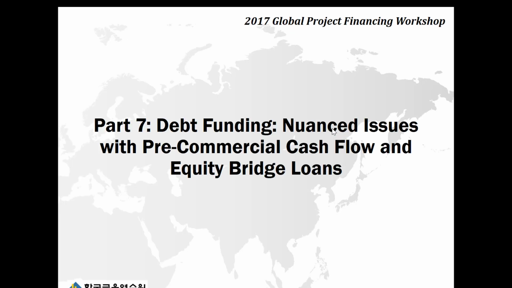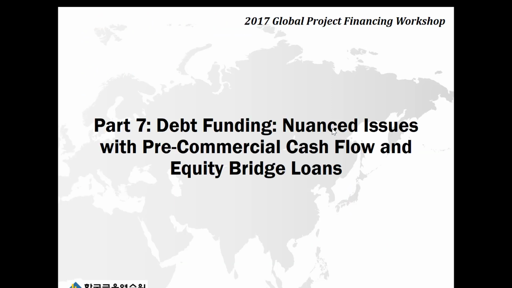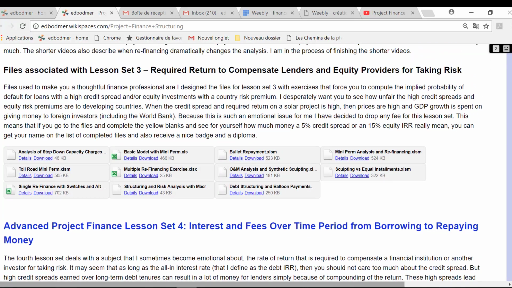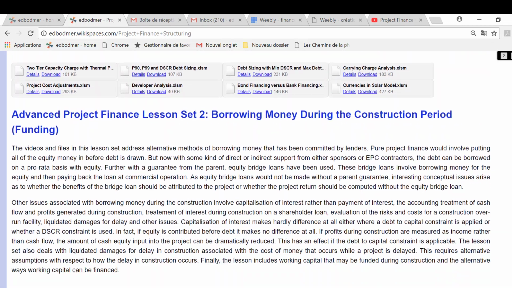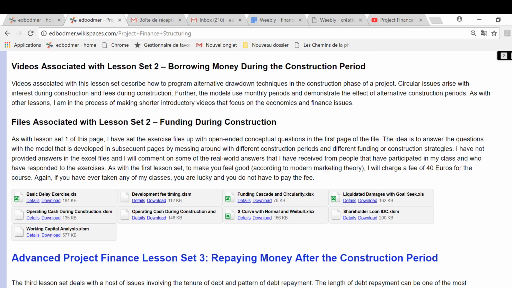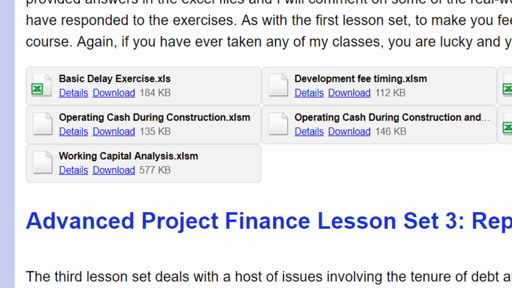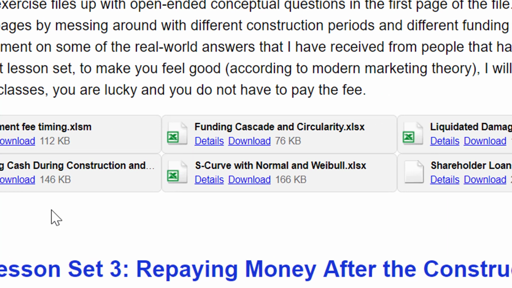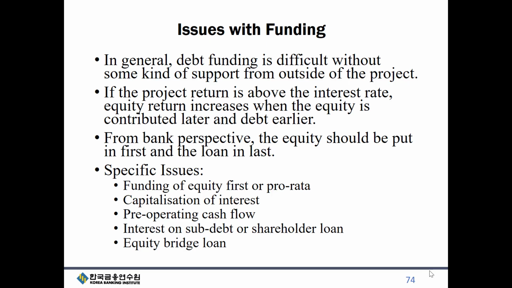So now we'll talk about funding. Now these were sizing issues, and then we'll go to funding issues. And I'm sorry to do this, but in that advanced issues, I tried to put a whole lot of files, and I'm going to have a separate video that I haven't made yet that goes through things like, during the funding, liquidated damages, shareholder loans, whether it's equity first or debt first, the timing of development fees, all these things that can occur during construction. Of course, if you have a very short-term loan, you won't see a lot.